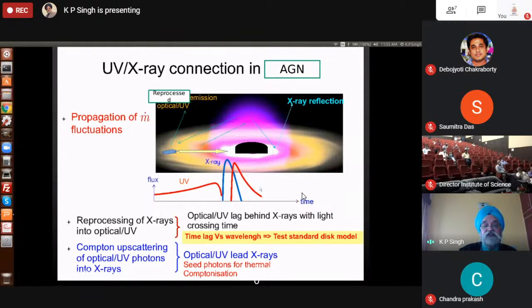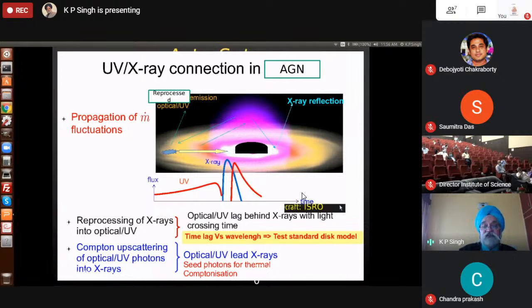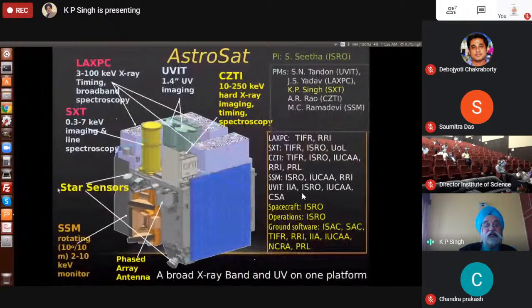But what we can do is use the timing and study the spectra, how it is being reprocessed. Is it the X-rays which are being degraded into lower energy photons, or the high energy electrons which are trapped around here, through inverse Compton, actually boosting the low energy photons and producing X-rays and so on. So this AstroSat has a huge number of instruments. All were built in India between 2003 and 2015, and the launch was in 2015.